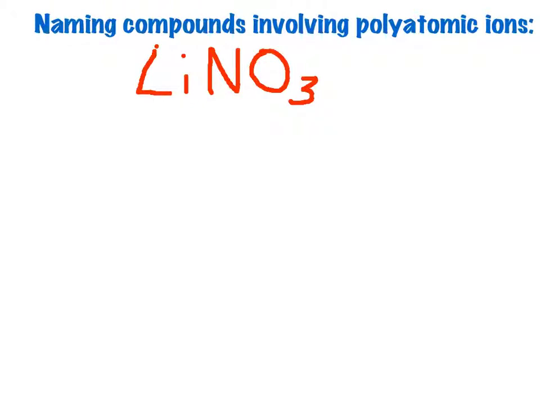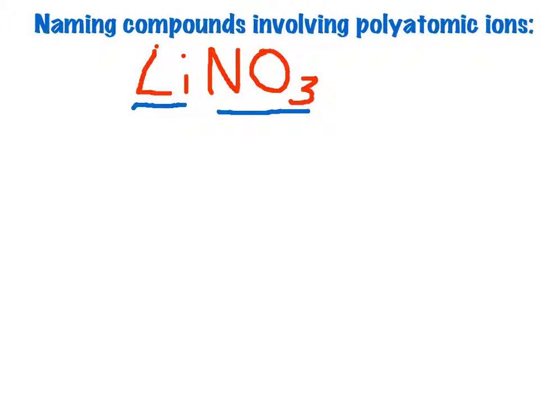So this next screen is about how we name compounds involving polyatomic ions. If you take a look at the one that I've drawn here, I have an Li, so that is one part of this compound. And then the second part of the compound is this NO3. What I want you to be seeing when you look at this compound is that it's made up of the metal lithium, and then it has this other part, this NO3.